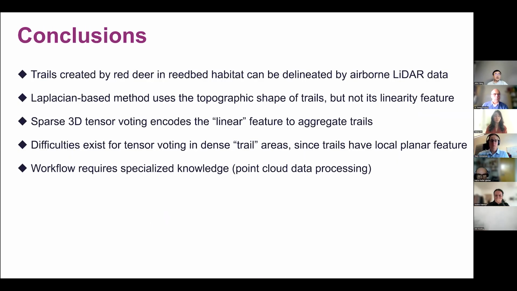To conclude, we say trails created by reindeer in reed bed habitats can be delineated by airborne LiDAR data. The Laplacian smoothing method uses the topographic shape of trails, but not the linearity feature from the trail. Then spatial 3D test voting encodes the linearity or linear feature to aggregate the trails. But there are still difficulties for test voting in dense trail areas, since these trails have local planar features. Last one is that this workflow requires specialized knowledge of point cloud data processing.